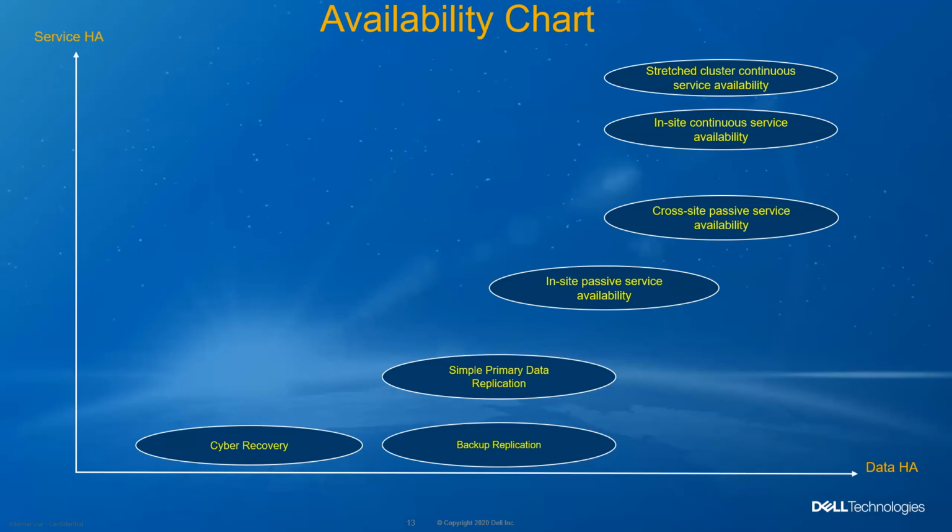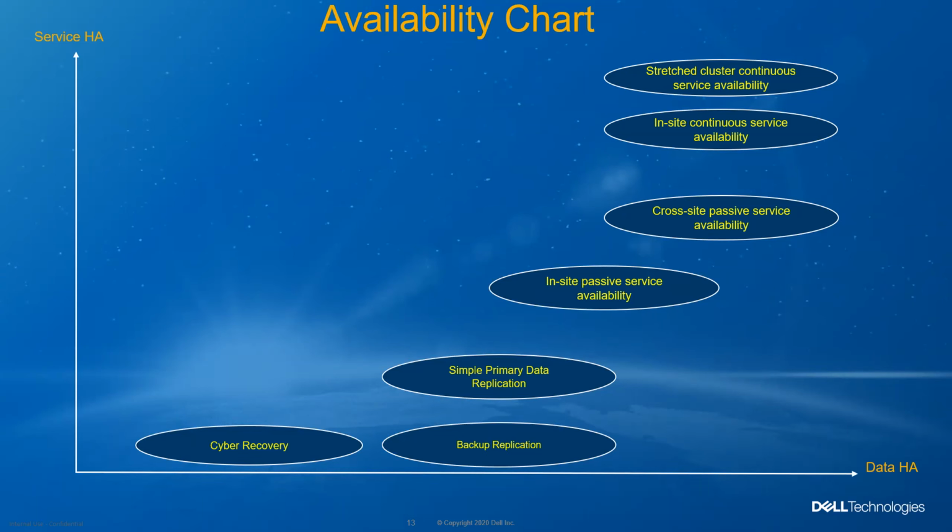So quite a useful tool in looking at where your particular environment is what's called the availability chart, which maps out the different types of architectures in terms of where they are for data availability and service availability. So if we look at the bottom left-hand corner, you can see that the cyber recovery data is protected, but it's not necessarily available to the users. So it's low both on the service availability and data availability scale.